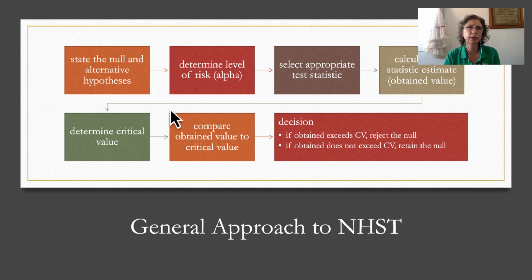Another thing to note is this level of risk, alpha. In psychology, we pretty much always use an alpha of 0.05. So any p-value less than 0.05 is significant. So what we need to look at today is stating the null and alternative hypotheses and selecting the appropriate test statistic.